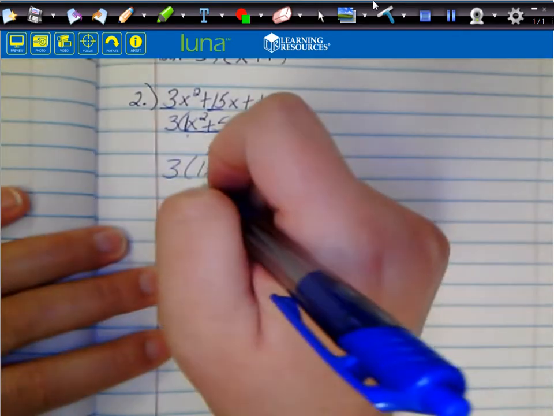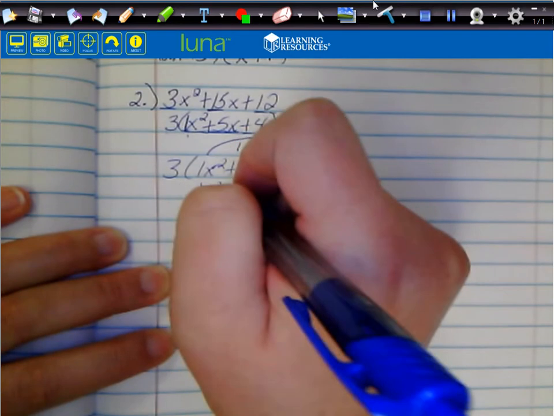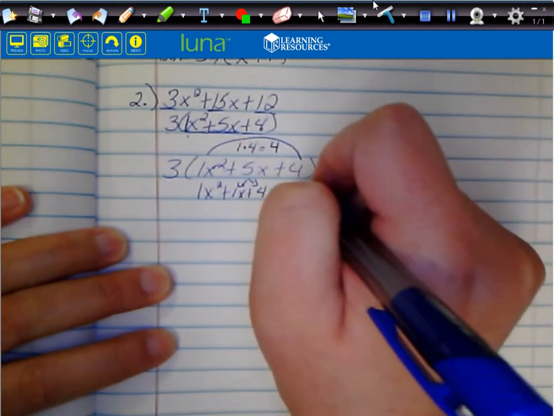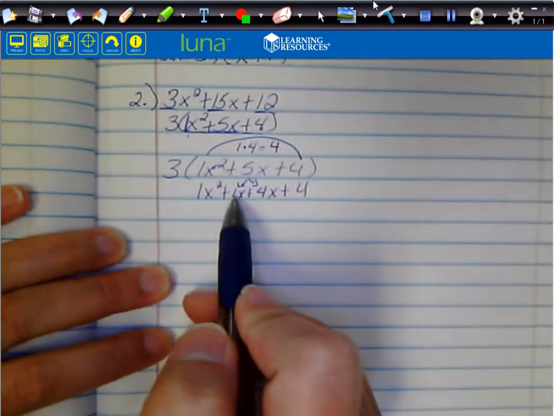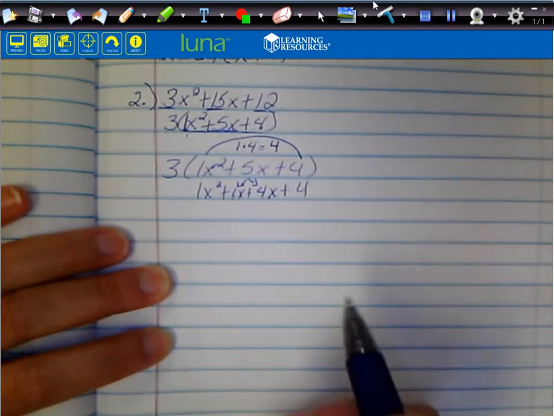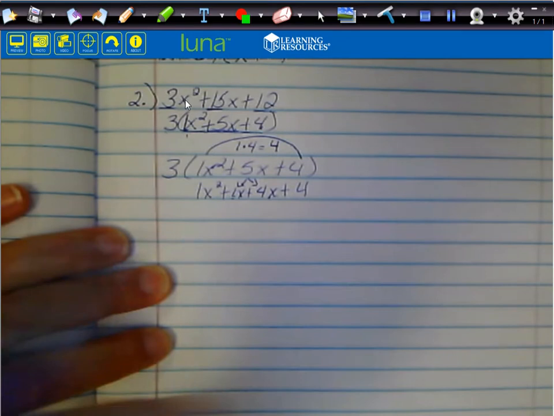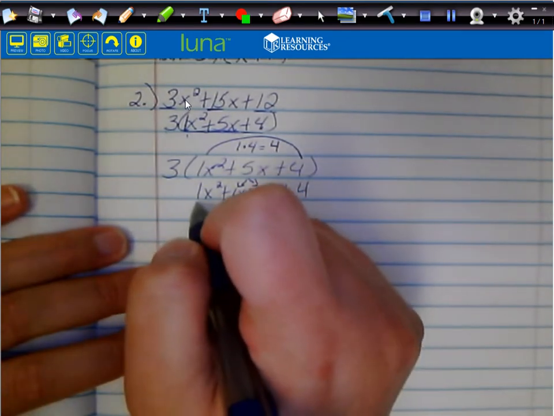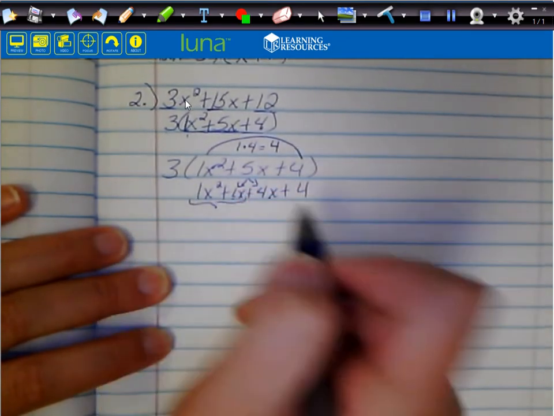So I'm going to bring down my 1x squared and my 4, and again, it doesn't really matter. You could have put your 4x here and your 1x there. It doesn't matter what order those actually go in. It'll work out either way. So again, I'm going to factor by grouping, so I'm going to group these first two together.